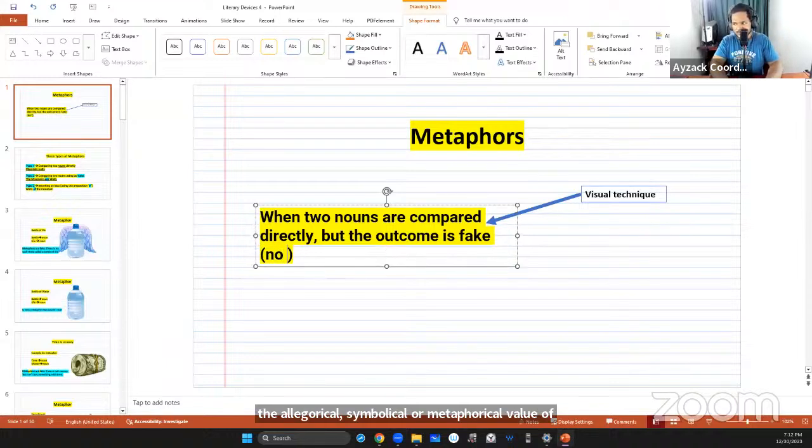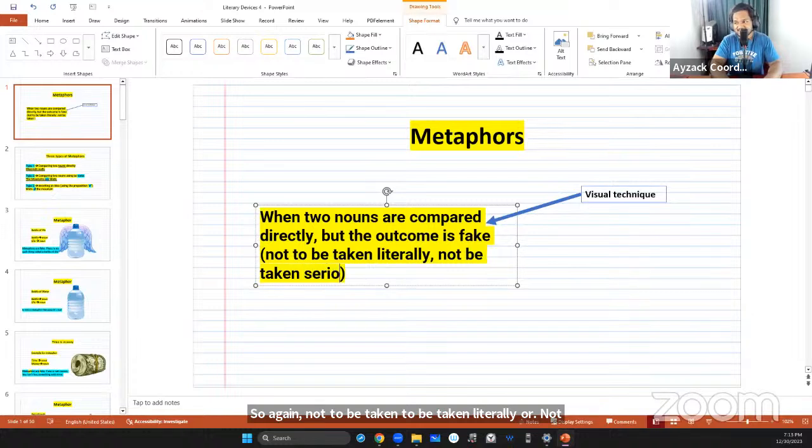So again, not to be taken literally, or not to be taken seriously. That is what a metaphor is, all right? You take 2 nouns and you compare them directly, and then you are visualizing something fake. That is a metaphor, by the way.